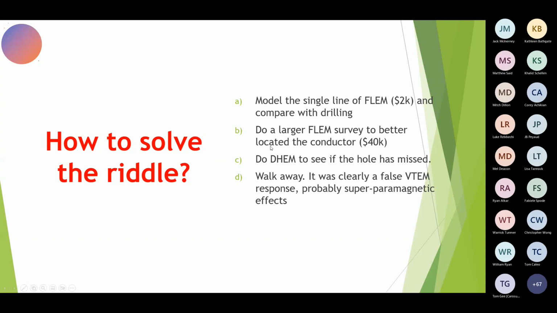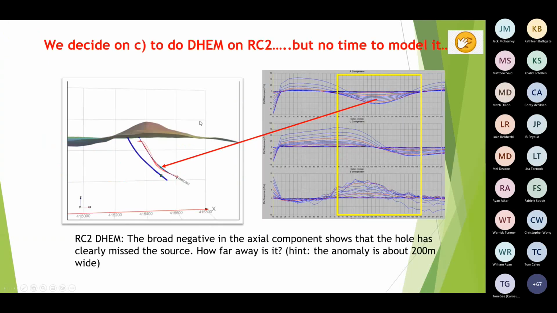We could do another fixed loop EM just to confirm the first loop. It seems like a big waste of time to me. Do downhole EM to see if the hole has actually missed. And that would show you if it's missed, or you could just give up and say this VTEM stuff is a waste of time and, you know, geophysicists are all snake oil salesmen and, you know, rah, rah, rah. They do a downhole EM survey.